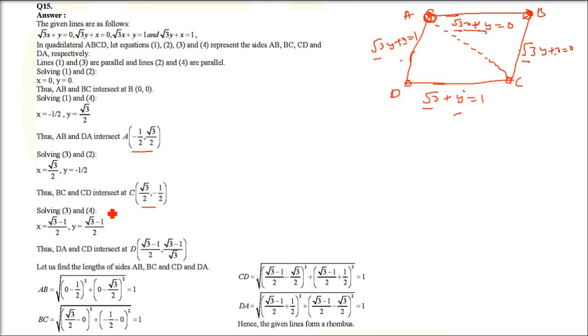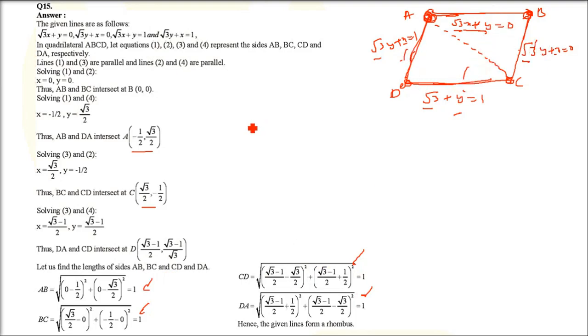So what do you get? All these points are known now. Now we have to find the lengths. Since you know the formula for length, the square root of (y2 minus y1) whole square plus (x2 minus x1) whole square, the lengths will come. And if you see, the lengths are all the same.